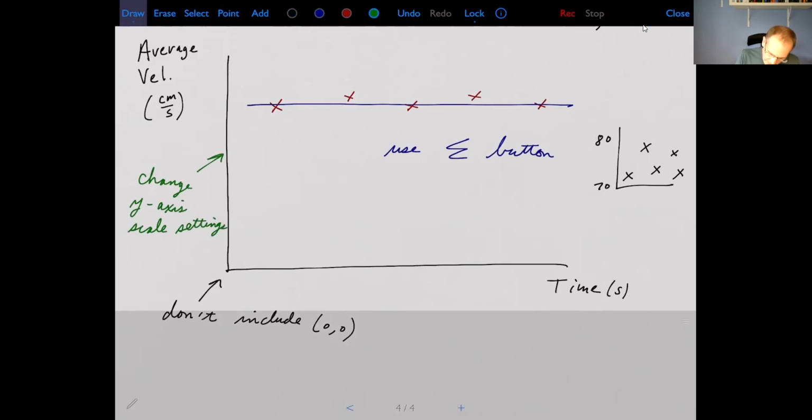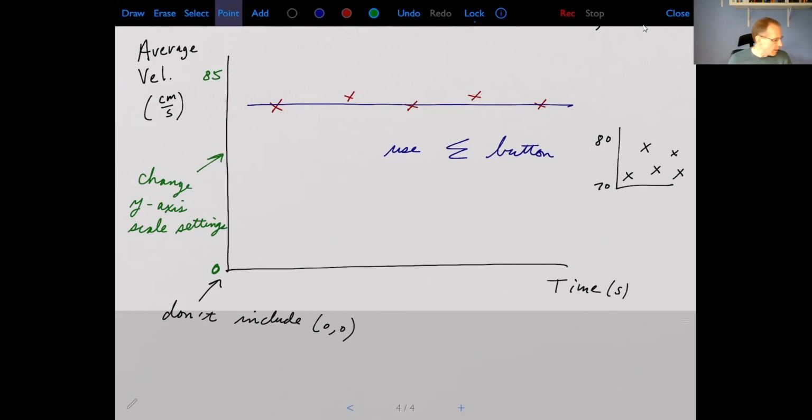And you need to make the minimum y value maybe 0. Then it depends on what your actual values are. I would go a little bit above your highest velocity value. Let's say mine are between 70 and 80, I'd maybe go from 0 to like 85. And then it'll look flat, it'll look linear. Then you just press the sigma button and that gives you a nice average fit, a nice average line.